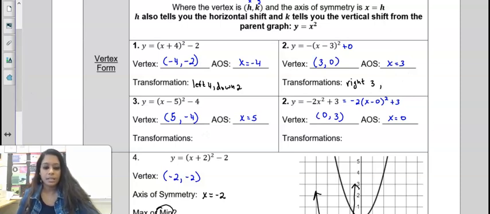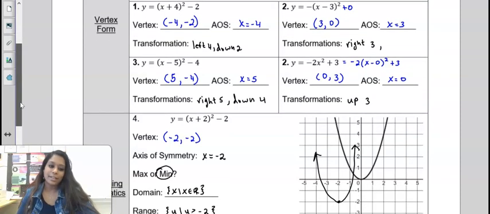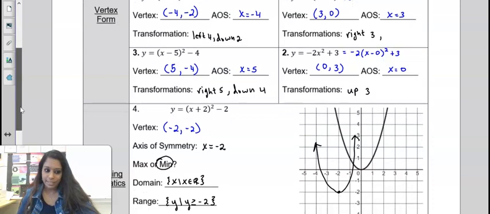And then this one, it's to the right 5 units, and then we're going to go down 4 units. And then this one, it doesn't move left or right because it's at 0, but it does go up 3 units. So we're going to say up 3 units. That's how you find the transformation without using Desmos, and you just go with the vertex form.